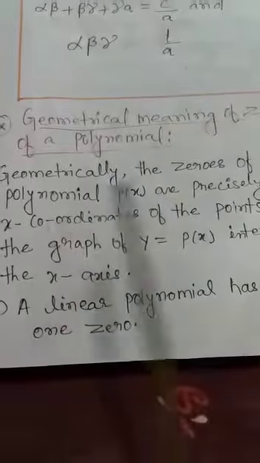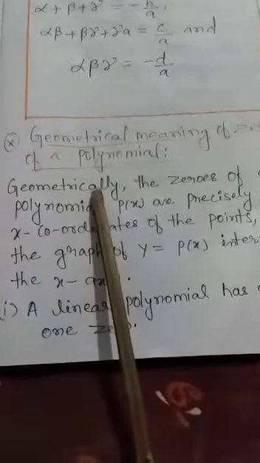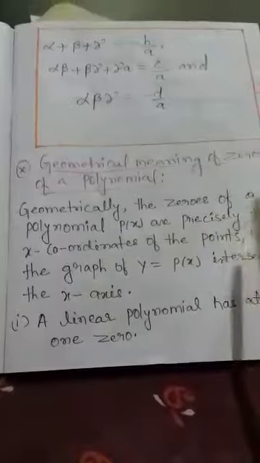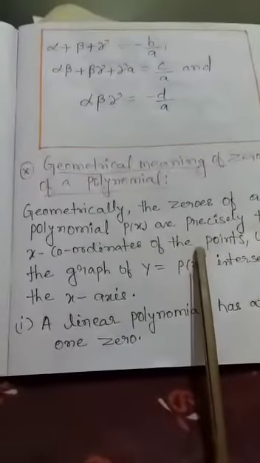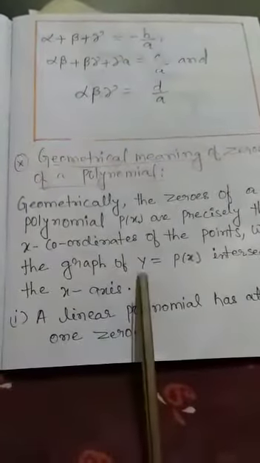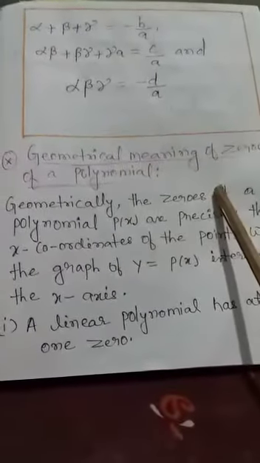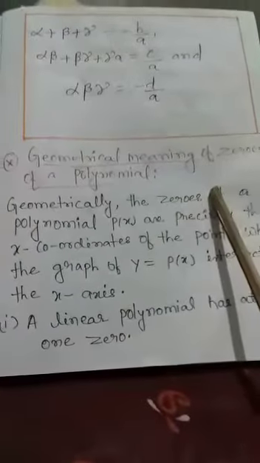Now see, we have to learn some of the important things. What is the geometrical meaning of zero of a polynomial? Just geometrical meaning. So see, geometrically the zeros of polynomial p(x) are precisely the x coordinates of the points where the graph y equals p(x) intersects the x axis. इसका मतलब है जो ग्राफ x एक्सिस को कितने बार इंटरसेक्ट मतलब कट करता है, ठीक है.